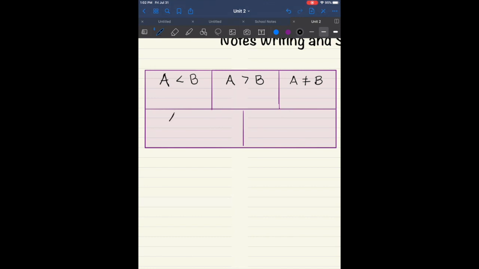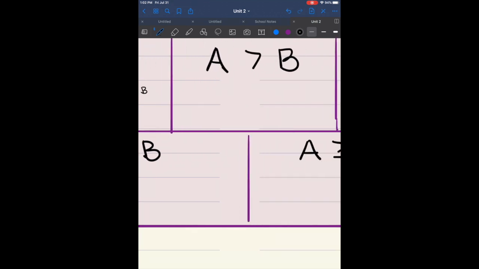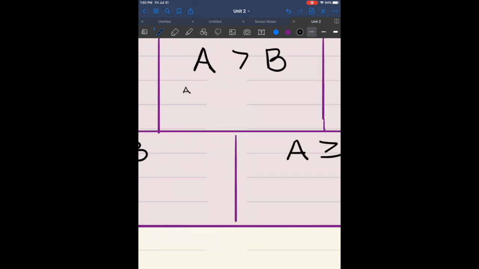And we're going to be writing all of these into words. Hopefully you guys have seen this before. So this first one, we've got the arrow pointing at A, or if you like to look at it as a Pac-Man, Pac-Man is eating B. So since Pac-Man eats the bigger one, it's A is less than B. So B would be the bigger one there. For this one, Pac-Man is eating A, so it's A is greater than B. And you always read it from left to right.